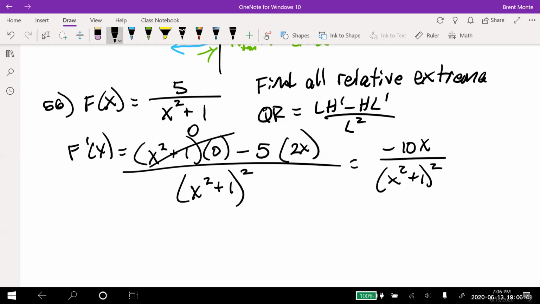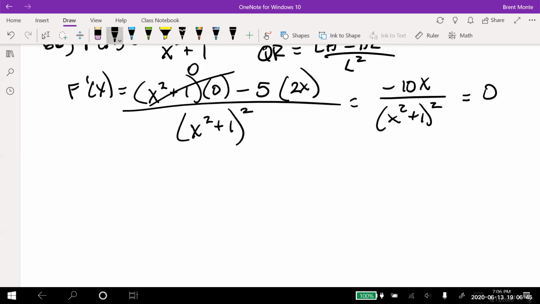Now, we're going to set that equal to 0. Remember, with a fraction, when the top is 0, that's when the fraction's equal to 0. When the bottom is 0, that's when the fraction's undefined. But they both give you critical values. At least they both potentially give you critical values, and you'll see why I say potentially in just a sec.